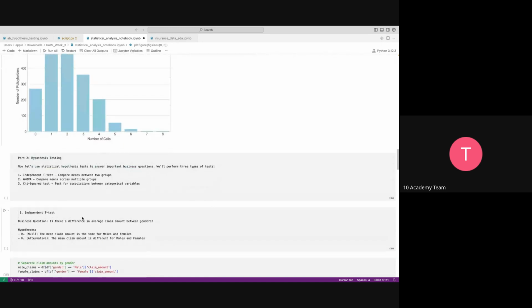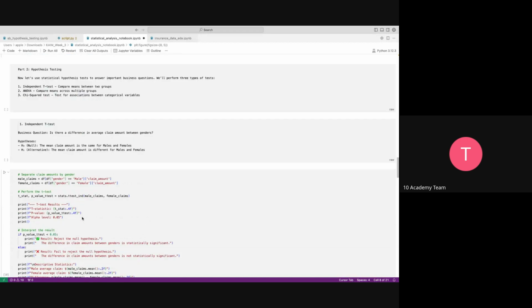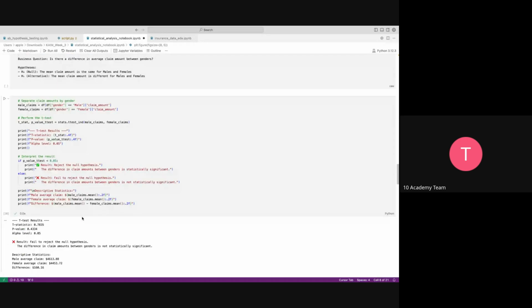Yeah, okay, so let's go to the hypothesis testing. We will also see the three tests. For the independent t-test, we will see what you have talked about, which is whether there is a difference between the male and the female, between the genders, in their average claim.